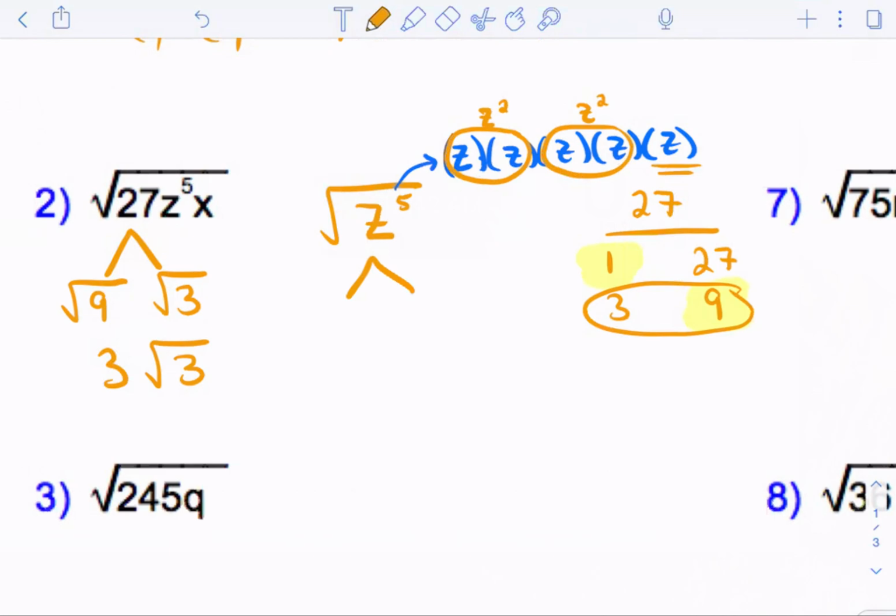So if I look at this fully, I have 4 z's that are perfect squares, and I was left with 1 z. That's not a perfect square. So the square root of z to the 4th is z squared. And I'm left with the square root of z inside the radical.